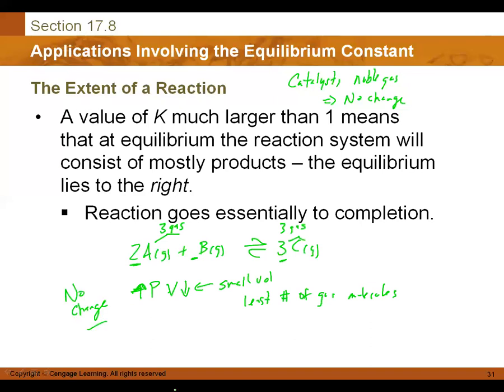Again, because the left-hand side has 3 gas molecules and the right-hand side has 3 gas molecules, there really is no side that is larger or smaller. So that's a third way you could commonly get a no change answer.